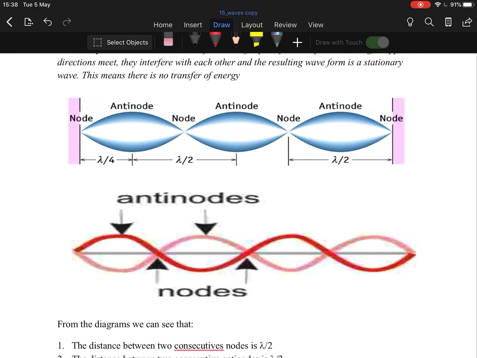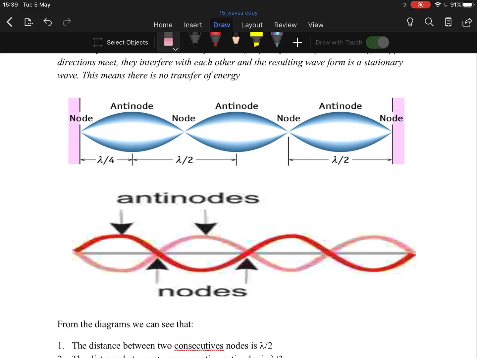From this, take note of your nodes and your antinodes. Another way to think of a node is no movement. An antinode is the anti of no movement, which means max movement. Your distance from an antinode to an antinode is half a wavelength. From a node to a node is half a wavelength. Therefore, from a node to an antinode is a quarter wavelength.